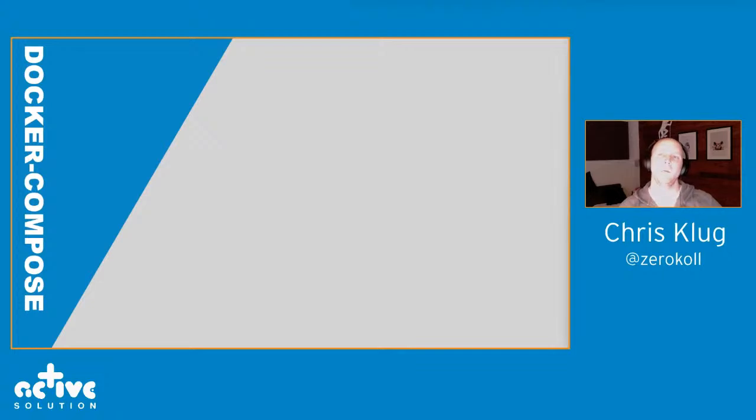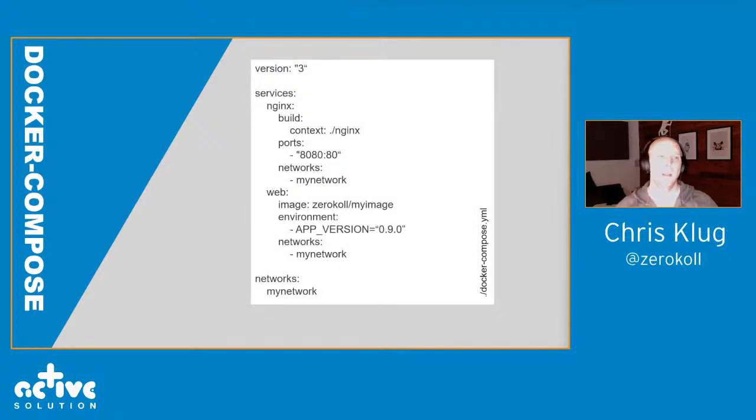And basically the last thing I want to mention as well is Docker Compose. If you want to run multiple containers and you want to have them talk to each other, you can use this thing called Docker Compose. So it's a YAML file you create, and it looks like this. And you basically say, I have these services that I want to run, Nginx and web. And then you say, hey, the Nginx you can find inside of this folder here, and I want to map these ports, and I want to attach it to a virtual network called my network. And then I want to run another image called my image, and I want to set an environment variable, and I also want to connect that to my network.